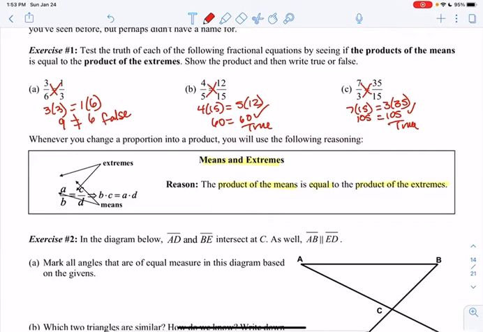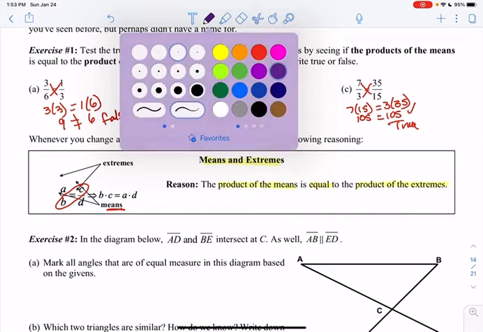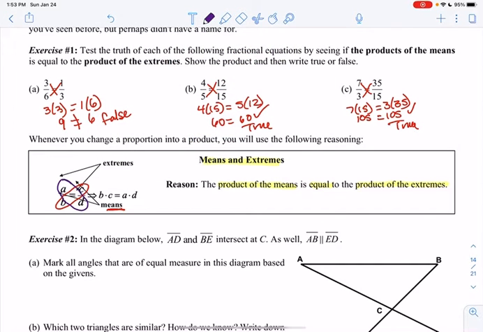This got mixed up a little bit. I don't know, this got shifted. But the means are the B and the C. Those are your means. And the extremes are the A and the D. So your arrows right there got mixed up a little bit. But you're just cross-multiplying, but now we have a name for those two products. The extremes, A and D, are the top left and bottom right, and B and C are the means. That's the bottom left and the top right.